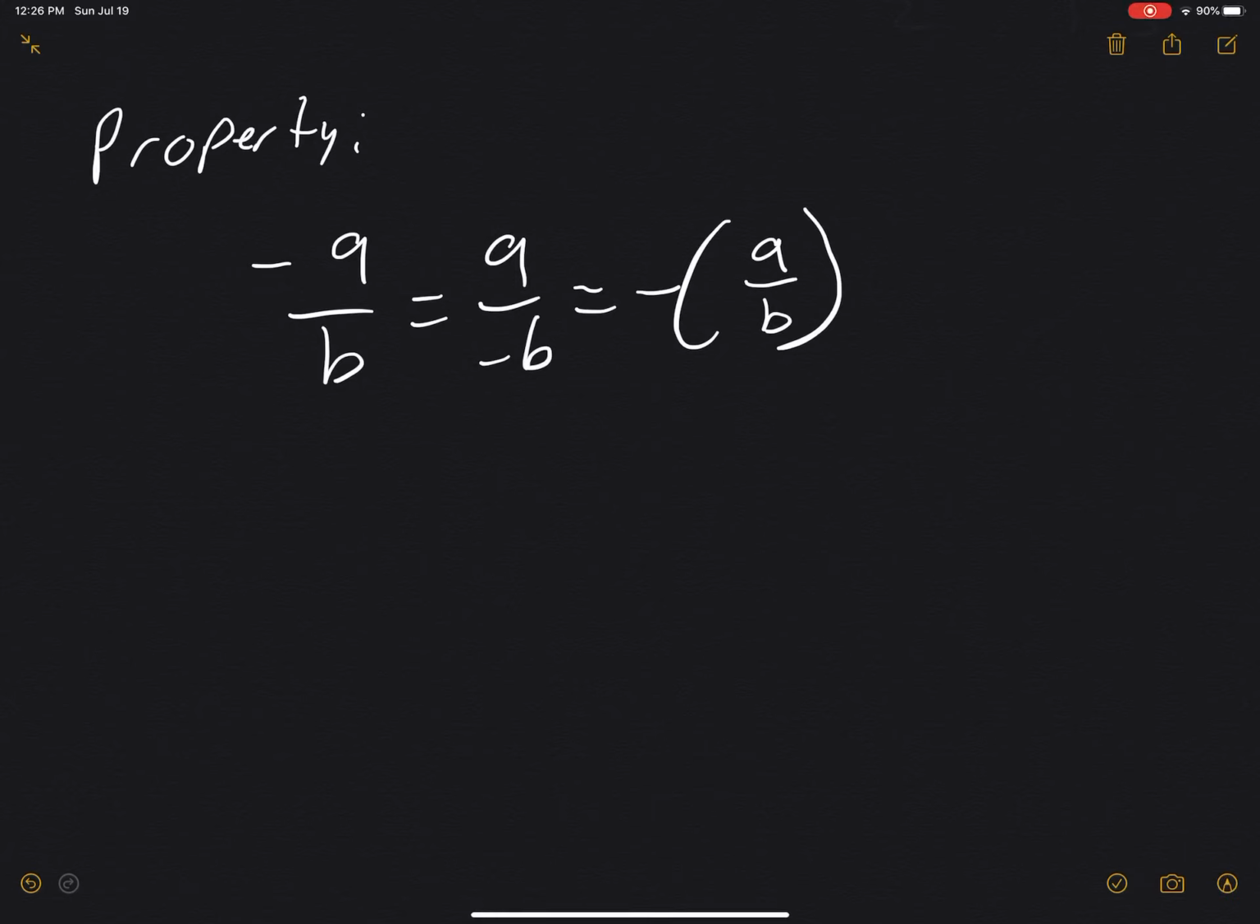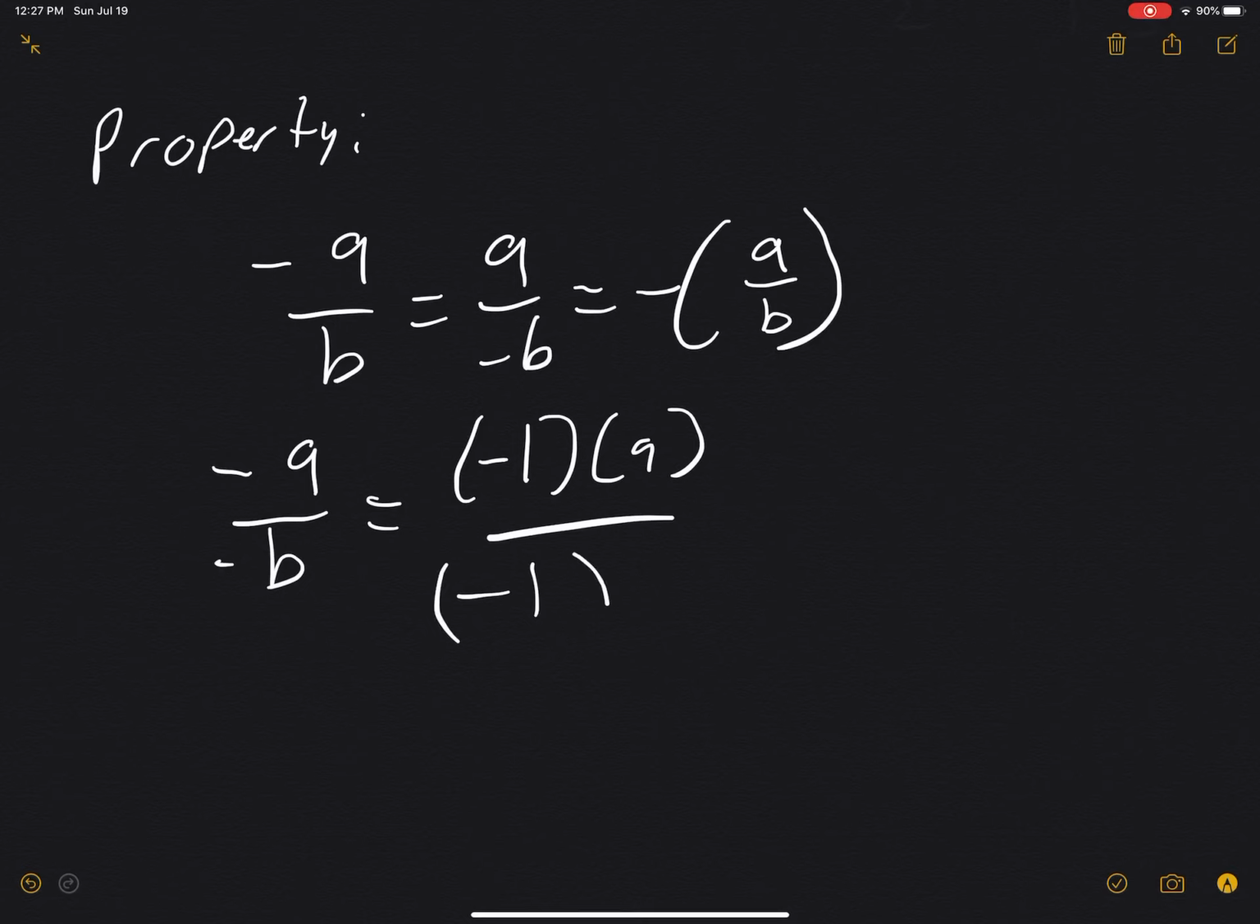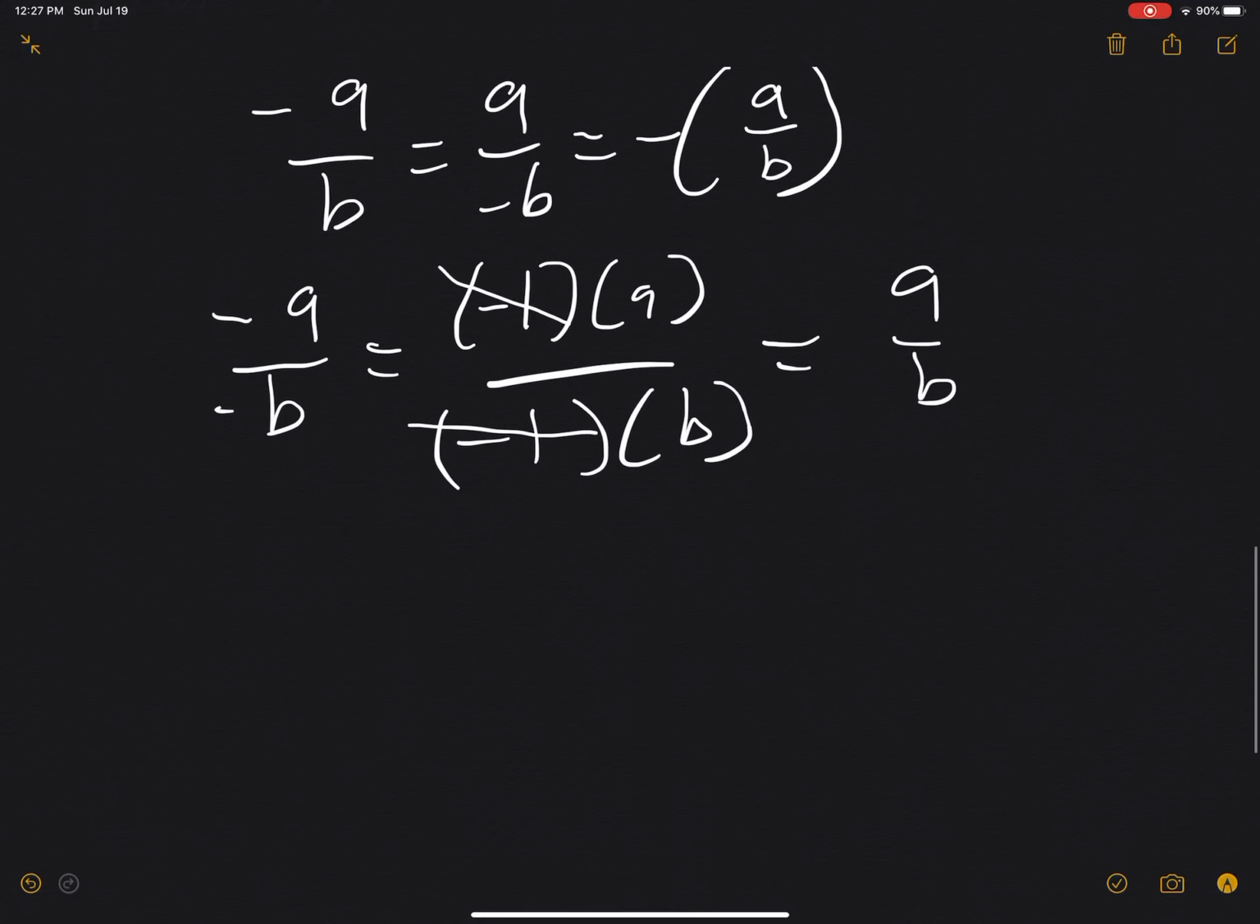And one other part of this property is, what if you have a negative on the top and the bottom? Well, if I have a negative on the top and the bottom, I can say this is equal to negative 1 times a over negative 1 times b. And just like how we had the k on the top and k on the bottom previously, we can now cross these ones off, and we're left with just a over b. So the second half of the property is, if we have a negative on the top and a negative on the bottom, they cancel, and we end up with no negatives.